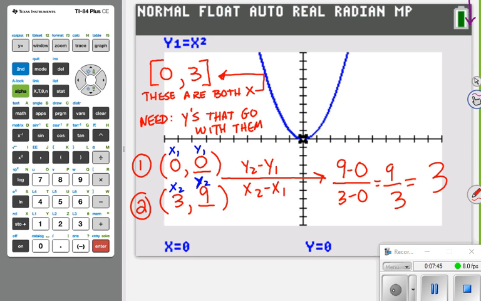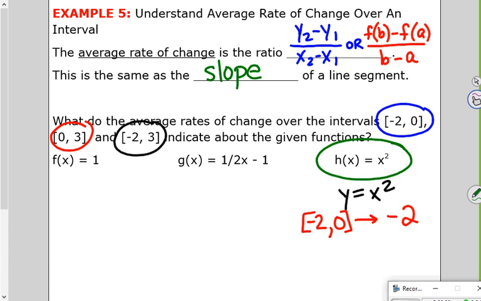This makes sense compared to the last one. The last one was downhill, so the slope was negative. This one's uphill, so the slope is positive. The last one's slope was -2. It wasn't as steep. This one is positive 3 because it's steeper than the red line. So back on my answer sheet, I'm going to say that when x goes from 0 to 3, the average rate of change is 3.